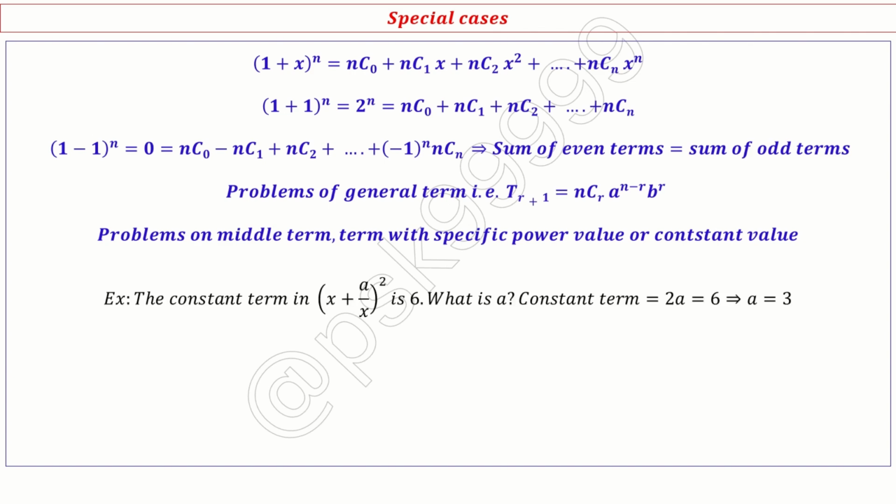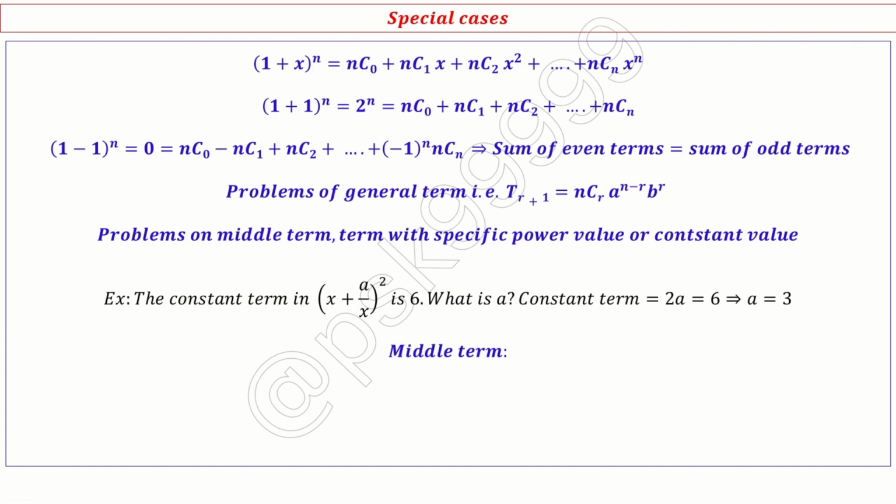The constant term in (x + a/x) whole square is 6. This is how problems will come. A very simple problem I have taken. So where is the constant term? x square you will have one term, (a/x) whole square you have one term, which is not constant because you have x. But the third term is 2 into ab, so 2 into x into a/x, which means 2a. So 2a is the constant term. 2a is 6, which means a is equal to 3. These are the types of problems you will get.